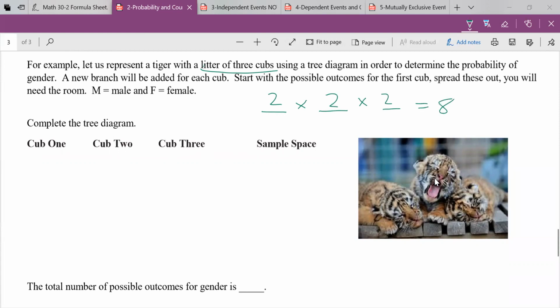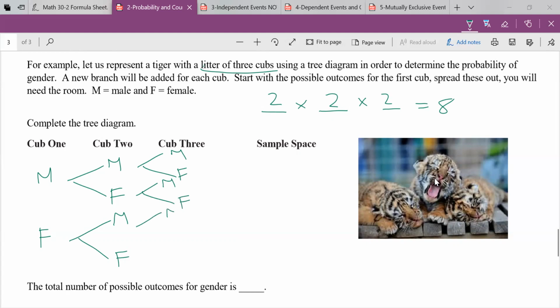I mean, that's 8. But one of the handy things to do here is to do a tree diagram. So if I wanted to do a tree diagram, I would say, okay, I either start with a male or a female, and then I would just keep going. Cub 2 is a male or a female, and a male or a female, and I've got to repeat. Now, this is where tree diagrams get a bit of a pain in the butt because this is already getting pretty full on my page. So that's kind of the drawback to tree diagrams.